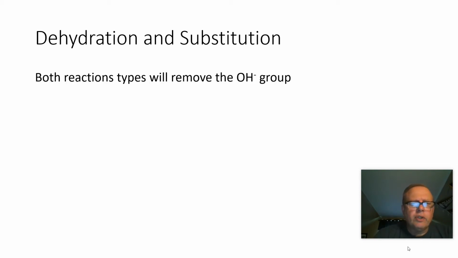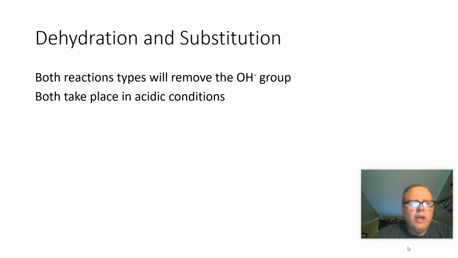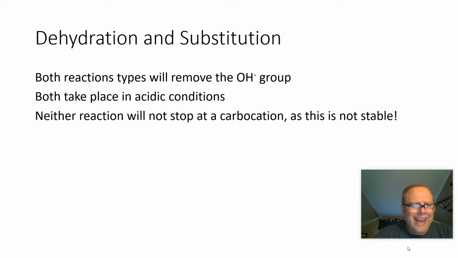Both of these reactions are going to remove the hydroxyl or OH minus group from the alcohol. They're both going to take place in acidic conditions and acidic solutions specifically. So these are solution type reactions. And neither reaction is going to stop at a carbocation, as this is not stable. What does the man mean, carbocation?